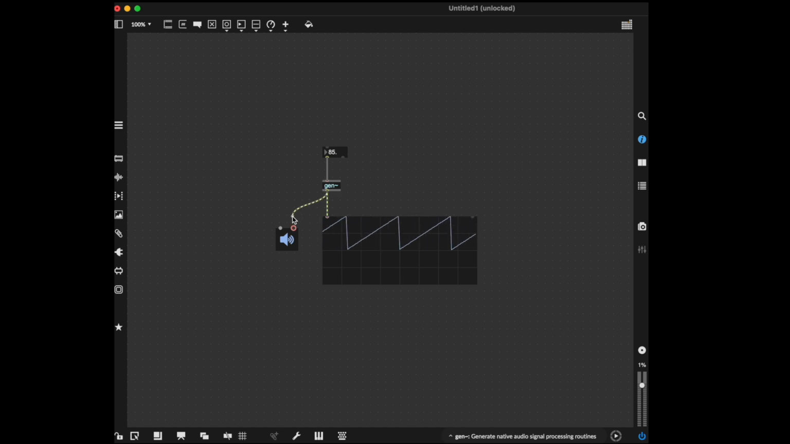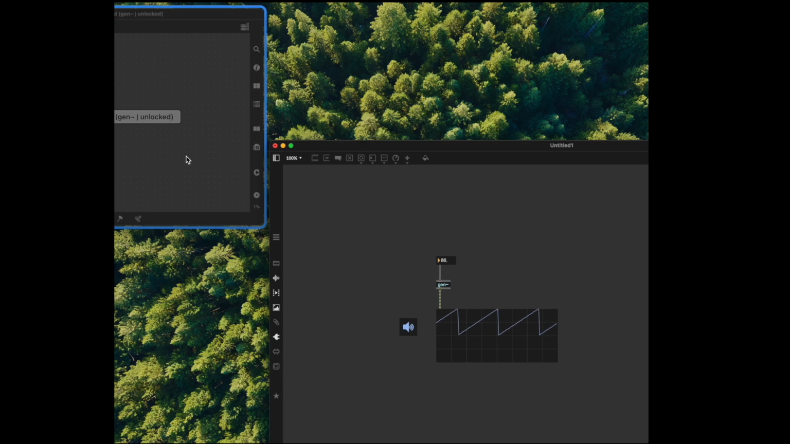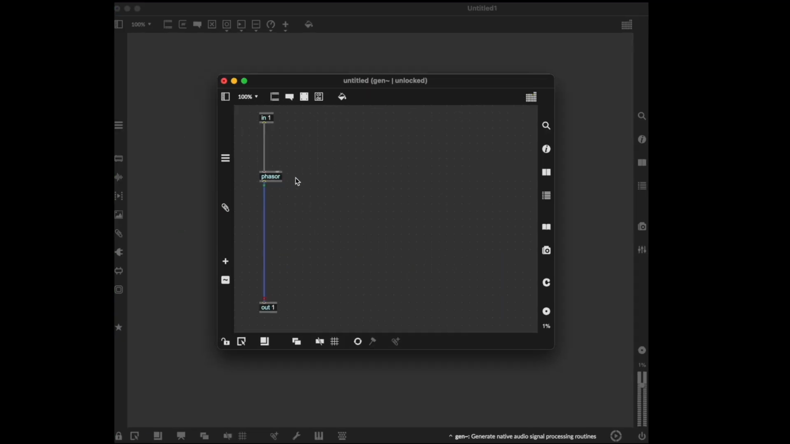But let's just listen to it real quick. So yeah, it just sounds like a saw wave, right? The important part to keep in mind, though, is that it doesn't have a negative portion. It just goes from 0 to 1. You can scale it to make it so it goes negative, but we don't want that for the purposes of our video today. But let's look back at this phasor really quick.